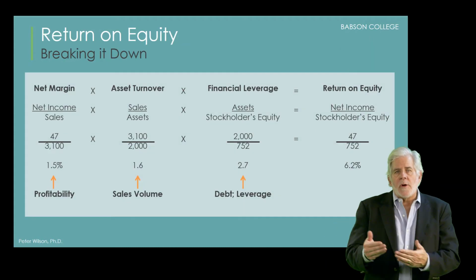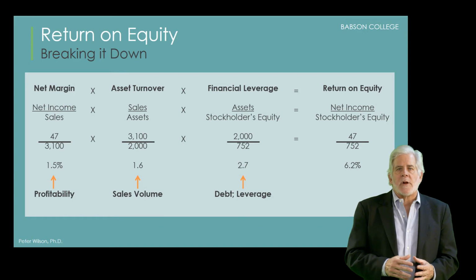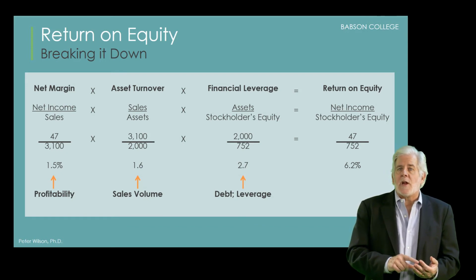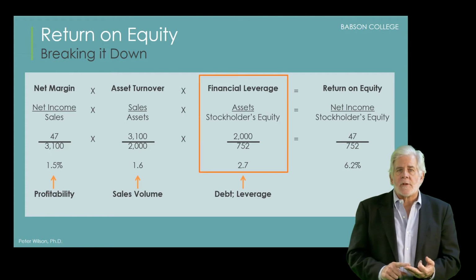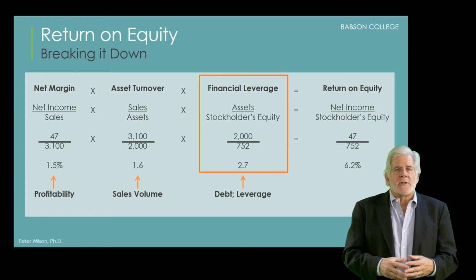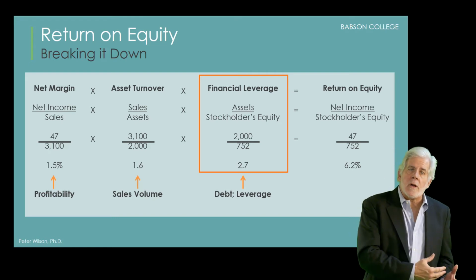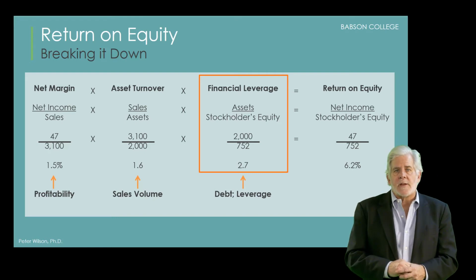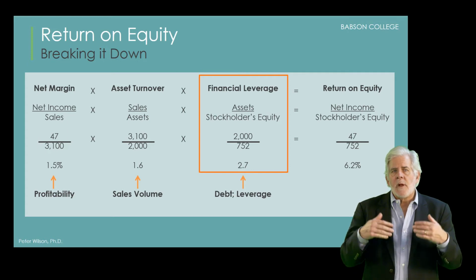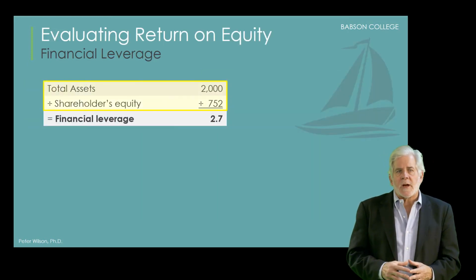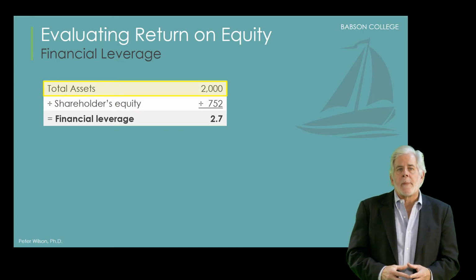And like ROA, we can break ROE down into sub-ratios as well: net margin, asset turnover, and a new ratio, financial leverage. Financial leverage is used to capture the degree to which the owners are using either their own money or borrowed funds to finance the business. Financial leverage is calculated by dividing assets by stockholders' equity, 2.7 for NEBCO.